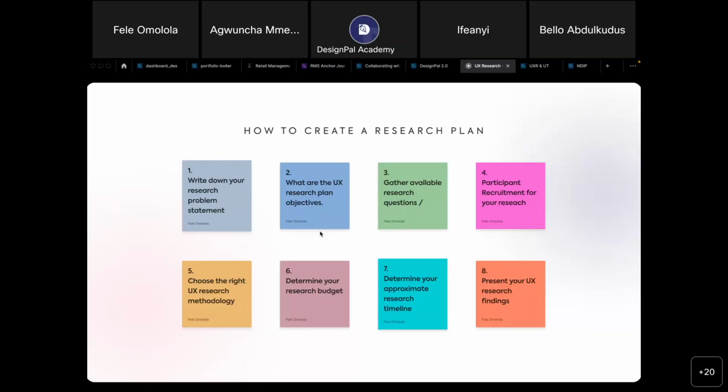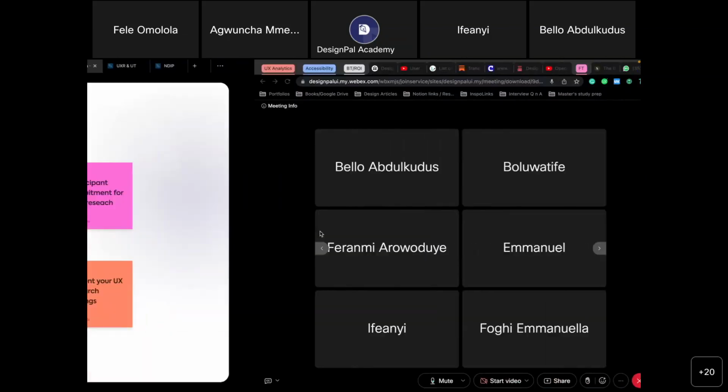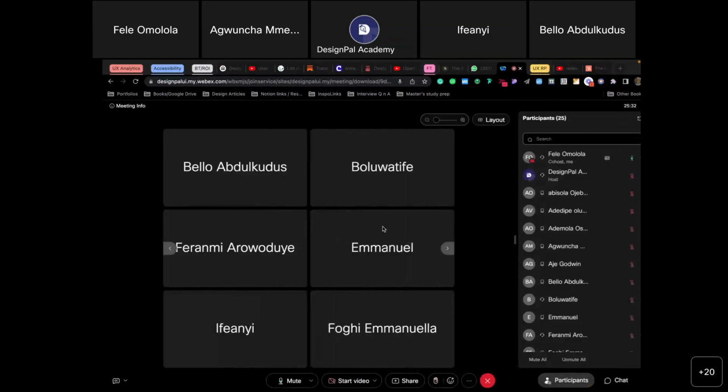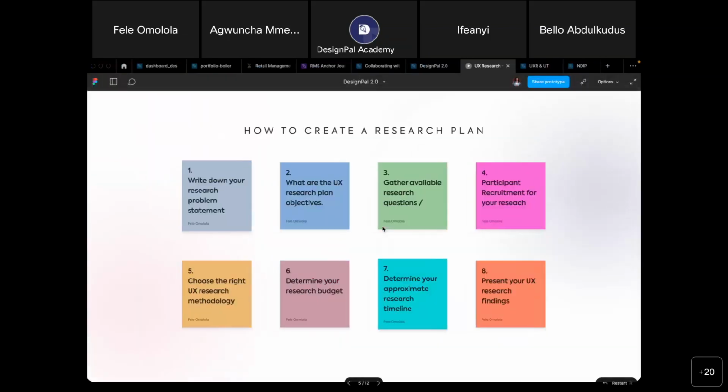And I'm sure we're familiar with what a case study is all about. I'm sure you guys used to see these UX case studies. Probably you've seen them on LinkedIn, on Twitter, and all of that, right? So it's just something similar. So just make sure that you write down your problem statement.